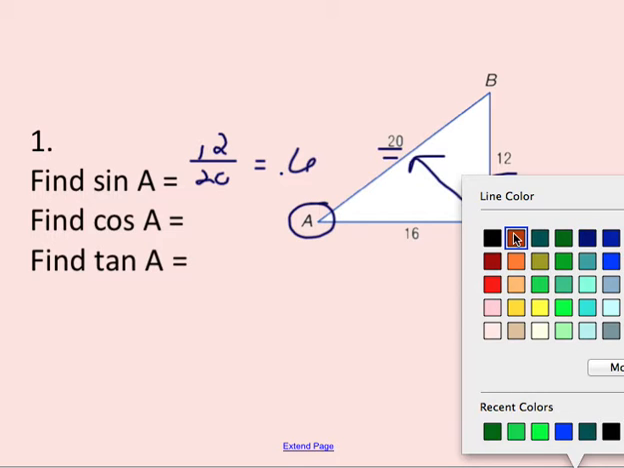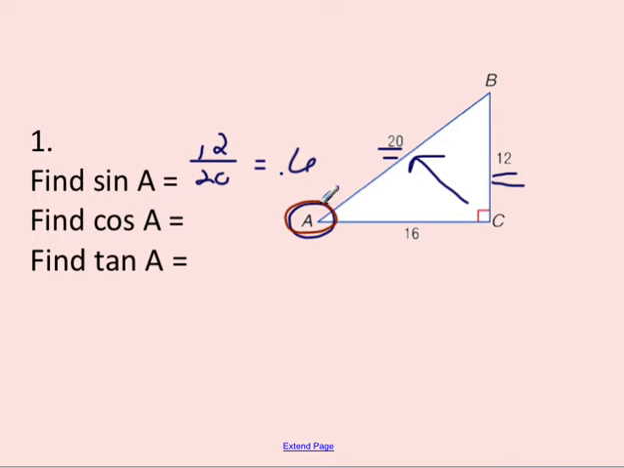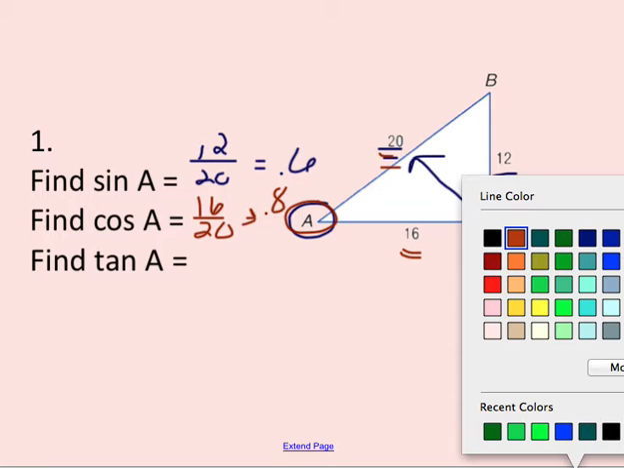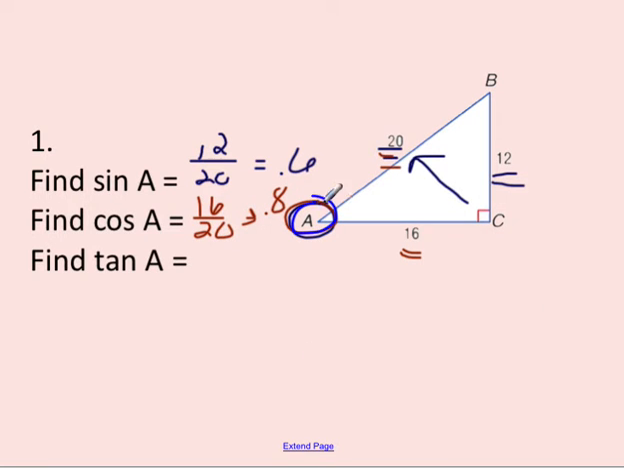Next, let's take a look at the cosine of A. For the cosine, we want to do adjacent over hypotenuse. Now remember, your hypotenuse is always your largest value. So we have 16 divided by 20, which gives us 0.8. Next, for tangent of A, we want to do our opposite from our angle, which is 12, over our adjacent. So we'll do 12 divided by 16, which is going to give us 0.75. So that's a lot of what we practiced on the previous worksheet.